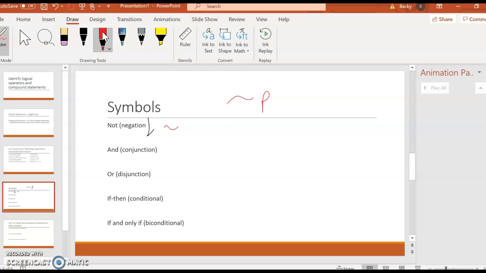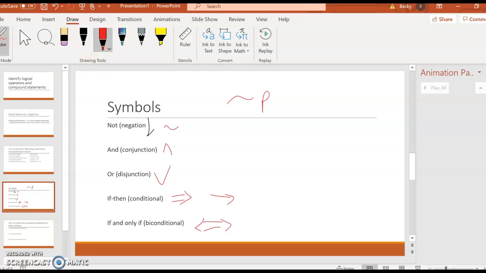A conjunction means and. It looks like an A without the middle bar, okay? Or is a disjunction, which is like a V, right? So and is like the A without the bar, or is V, so they just flip upside down. If then is like an arrow. You also might just see it as a single arrow sometimes. And that's a conditional statement. So an if then is conditional. And then if and only if is a biconditional because it goes both ways. So bi means 2. So a biconditional means it goes both ways. So you're going to see that arrow going both directions.